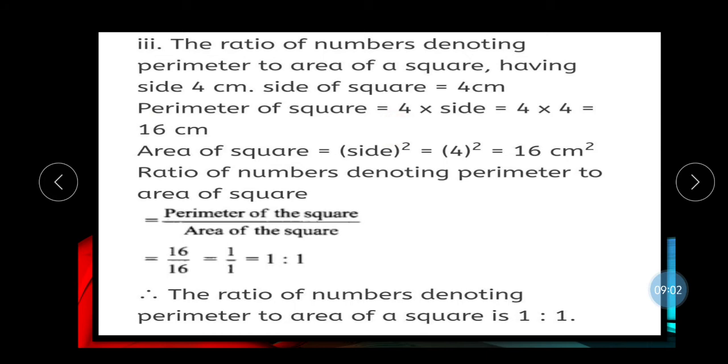Now, in the question they are asking area of square. So area of square formula is side square. Substituting the value of side, that is 4. 4 square is 16 centimeter square. So the unit of area is centimeter square or square centimeter. Therefore, the ratio of numbers denoting the perimeter to the area of square is equal to perimeter of square upon area of square. Substituting the value, 16 upon 16 is equal to 1 upon 1, that is equal to 1 is to 1. Therefore, the ratio of the numbers denoting the perimeter to the area of square is 1 is to 1.